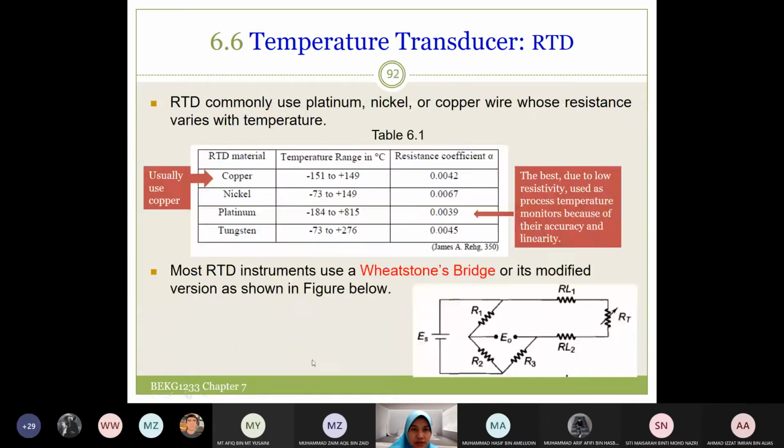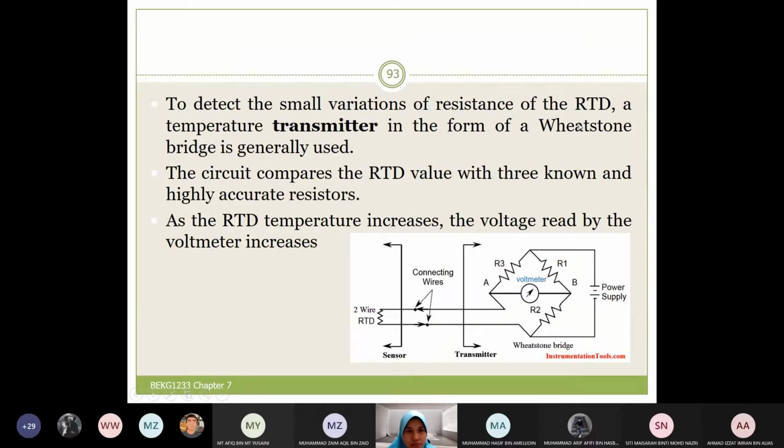Okay, a temperature transmitter in the form of a Wheatstone bridge is generally used. So this is the Wheatstone bridge. Why do we use a bridge? To detect a small variation. We know that in a Wheatstone bridge, when there is a small change in resistance in the arm, it will give a reading to the meter, right?